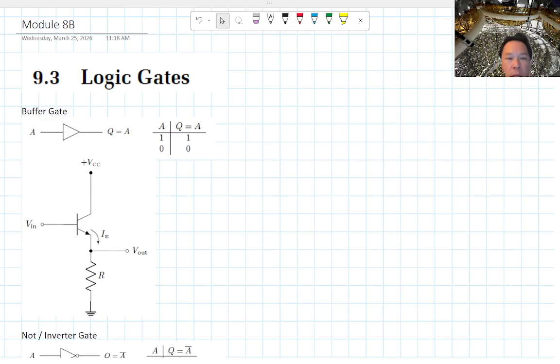Everyone. So this next lecture is going to be based on Steck 9.3, which is on logic gates, and I'll wrap up chapter 9. Previously, in 9.1 and 9.2, we talked about binary logic and how we actually represent values in binary numbers.